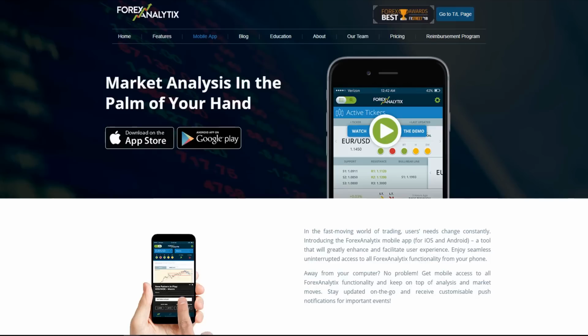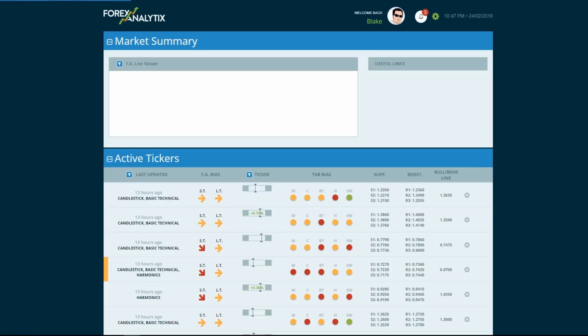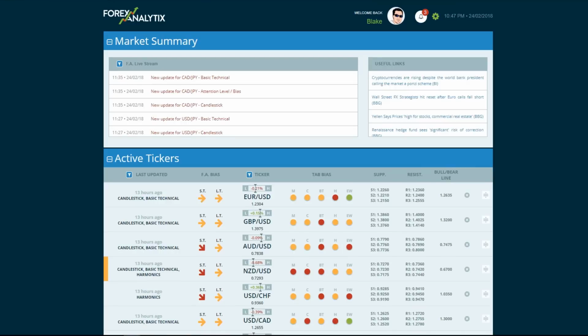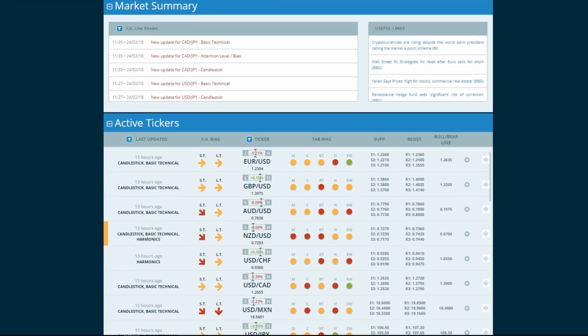Now, once you do log in, you're going to see this page, and this is going to give you a good overview of what's happening in the markets. One of the strengths of ForexAnalytix is being able to quickly look at any currency pair and see if all the analysis is matching up one direction or the other. And not always are you going to have all types of analysis going in the same direction, but when you do, it gives you that extra confidence that you should be looking in the bearish or bullish direction. And that's really the key here.